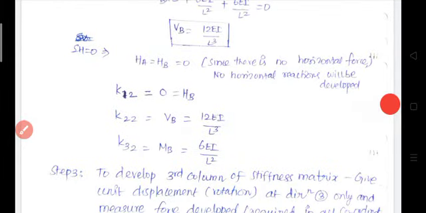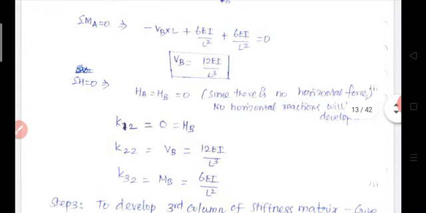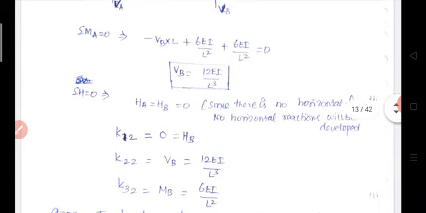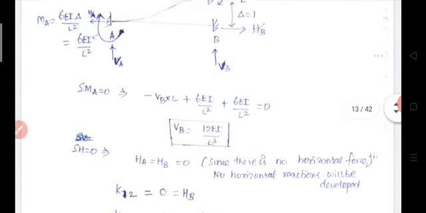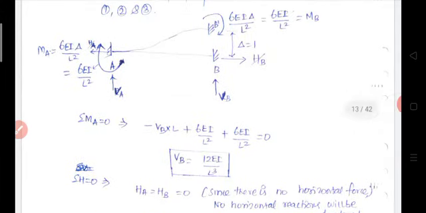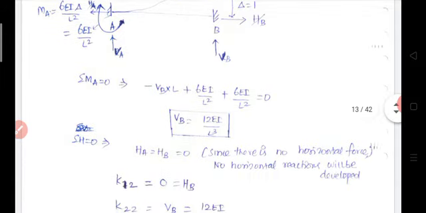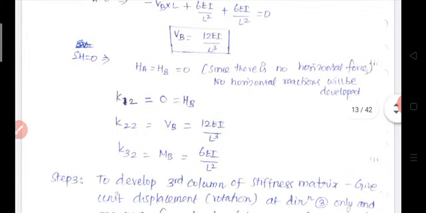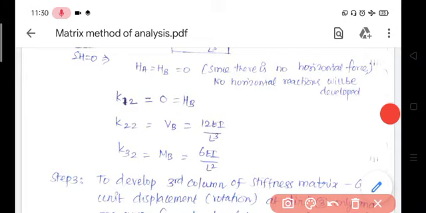Then third one is K32. K32 means force developed in the direction 3 due to unit displacement in the direction 2. So, third coordinate direction is the moment at joint B. So, what is the moment induced? The moment induced is a clockwise moment 6 EI by L square. So, therefore, K32 is equal to 6 EI by L square.